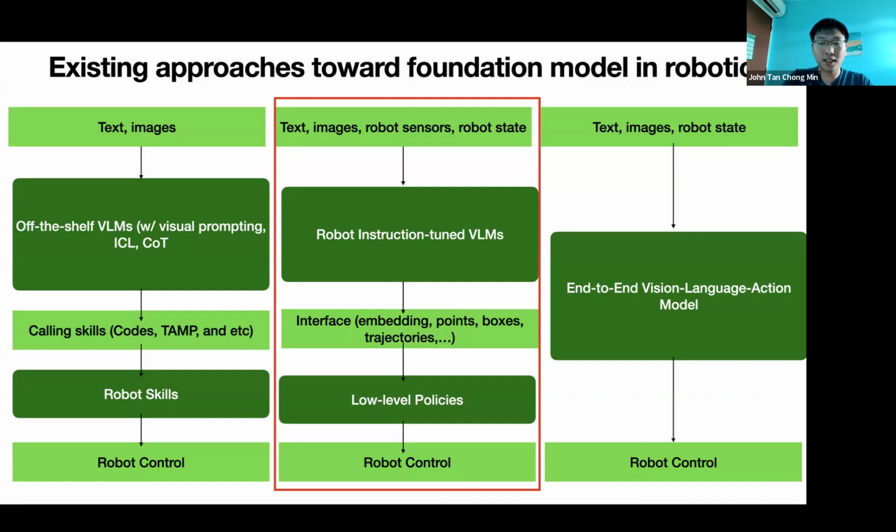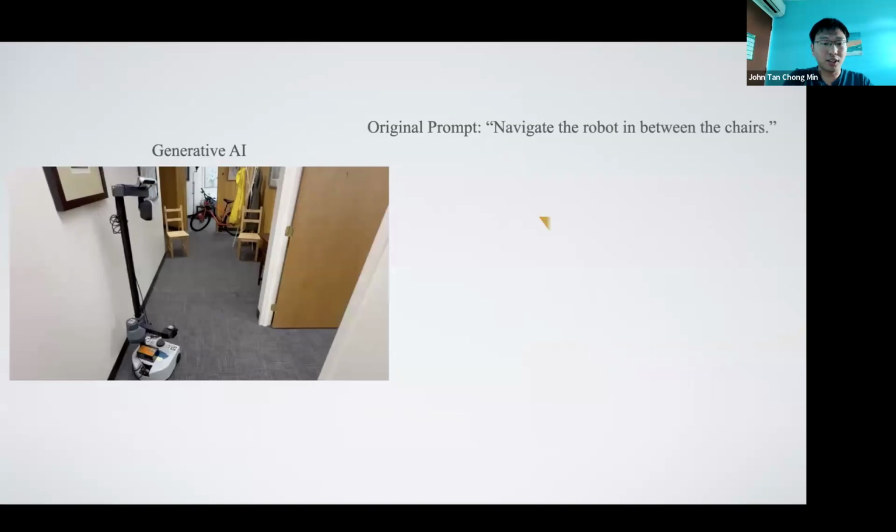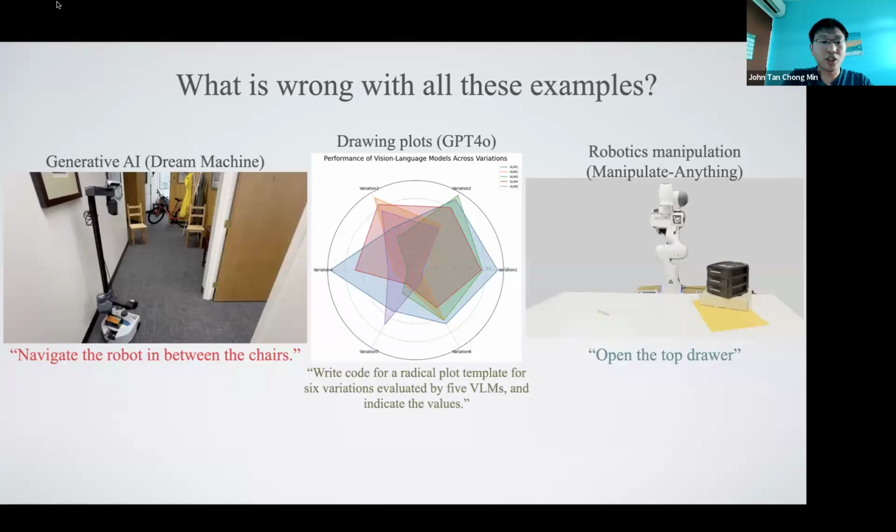So if you go down a few slides on the RLHF, this one, yes, this slide. I just wanted to ask, you mentioned that RLHF helped to make the prompt a bit more precise, so that the robot can go between the chairs for the dream machine. By the way, it's really cool. I thought that was a real video that's generated.